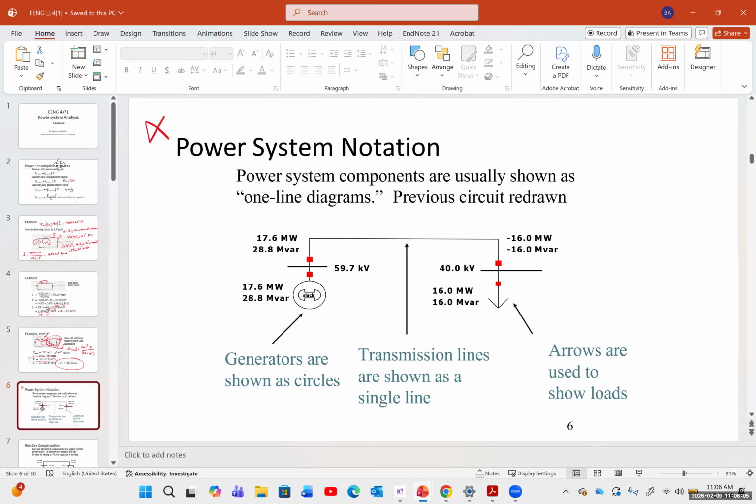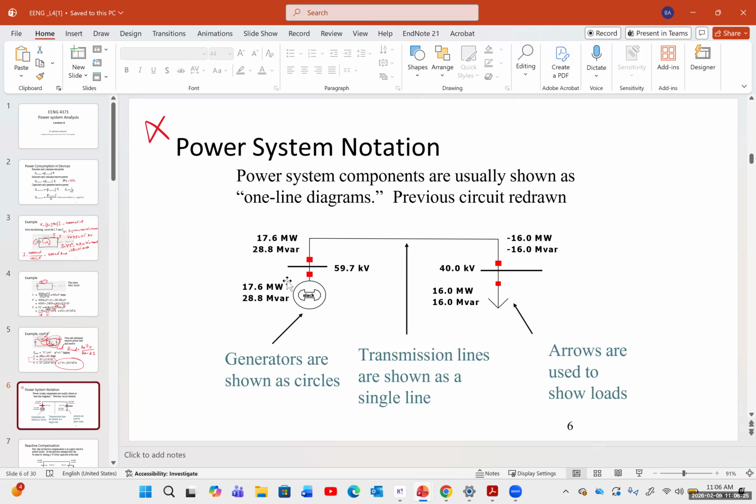So in a power system, the components are usually shown as one-line diagrams. We show the generators as circles. The transmission lines are single lines. And the arrows are used to show the loads. And this is from the previous example.